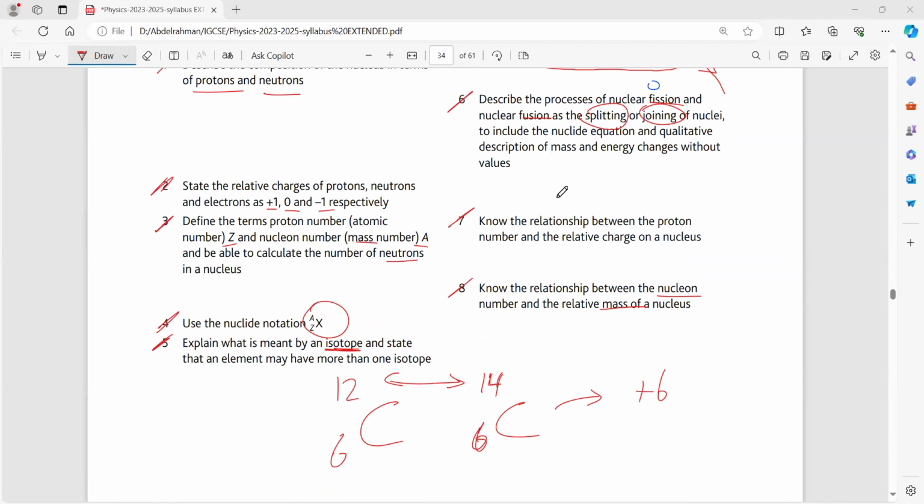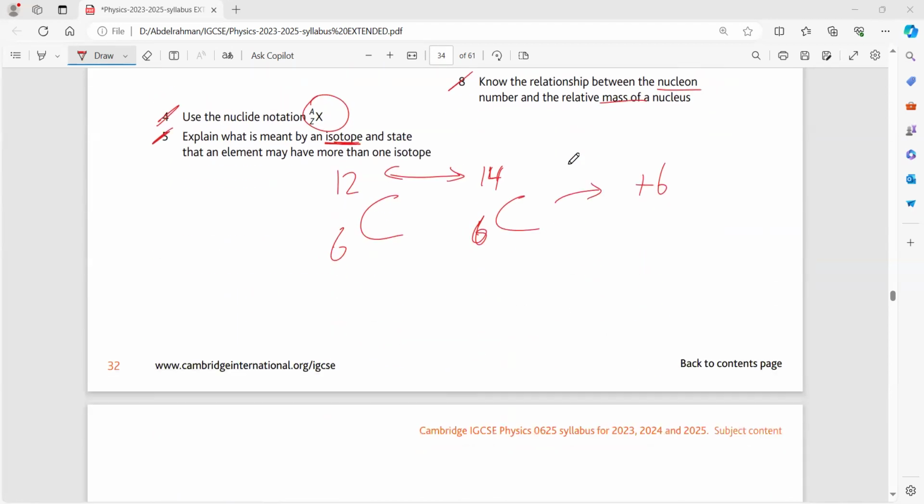If I'm talking about the nucleus of the atom, for example, the nucleus of carbon, it has 6 protons, if I'm talking about carbon 12, and 6 neutrons. And then it has 6 electrons in the electron shell or the electron cloud. If I'm talking about the carbon atom as a whole, the relative charge of the carbon atom as a whole is 0.